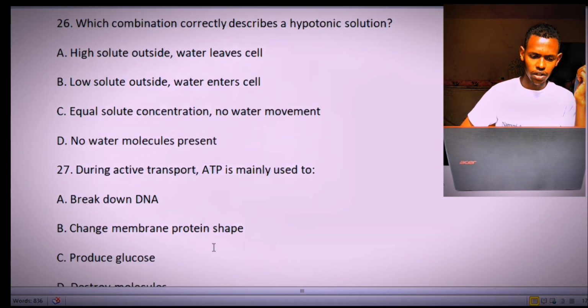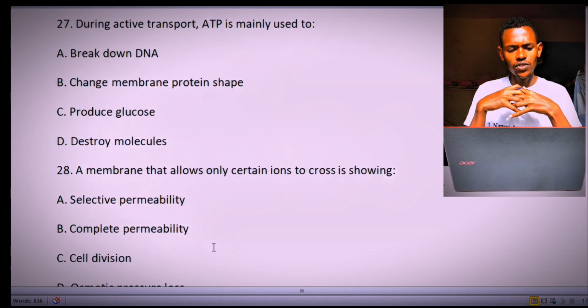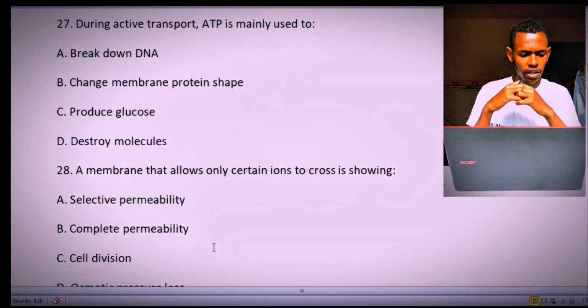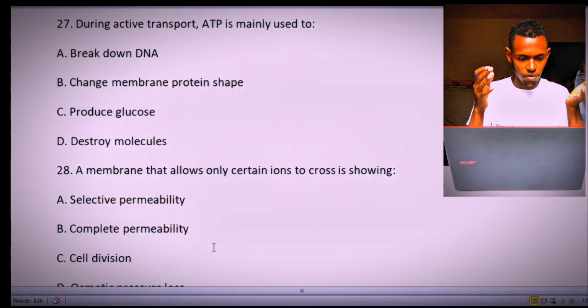Let's go into the 27th question. During active transport, ATP is mainly used to A. Break down DNA, B. Change membrane protein shape, C. Produce glucose, D. Destroy the molecule.